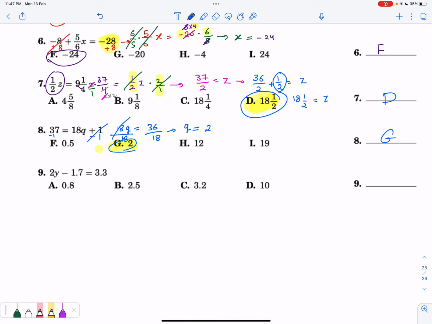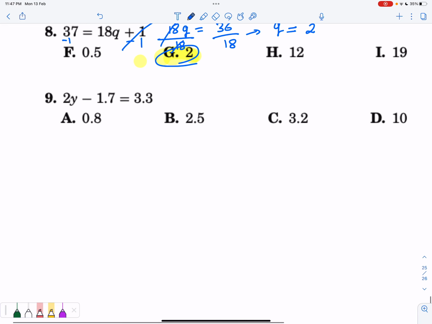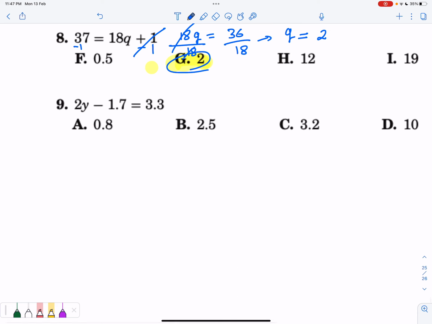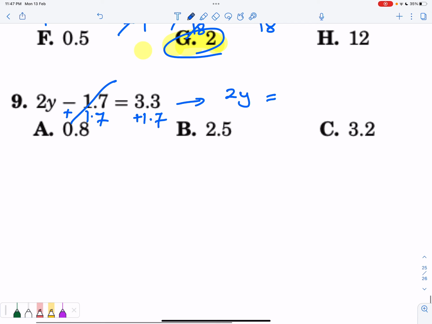Okay, the last question. 2y minus 1.7 equal 3.3. The first thing, we should undo the adding and subtracting. So I need to do the inverse. I will add 1.7 to both sides. So I will get 2y equals, now let's add the 0.3 and the 0.7.